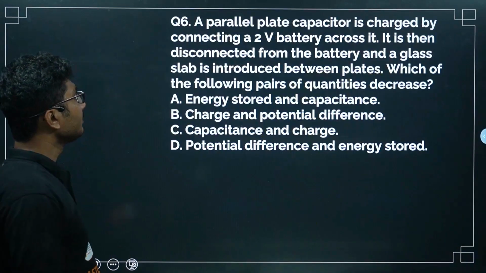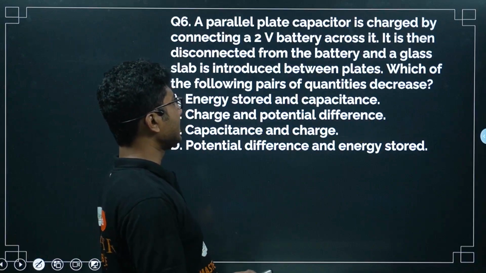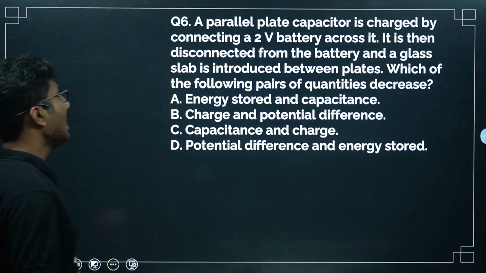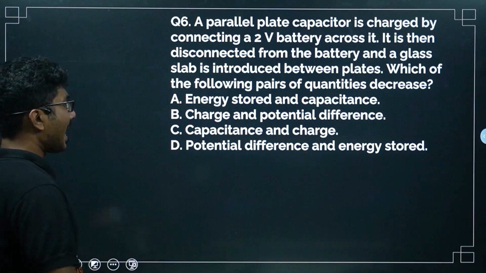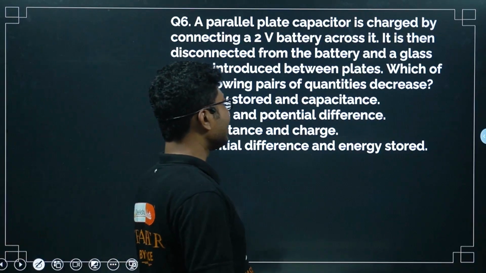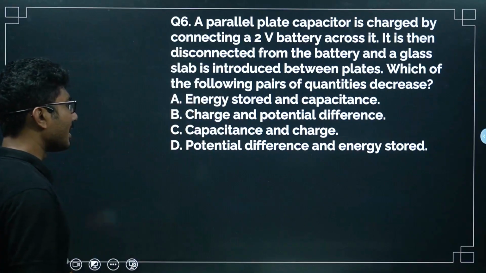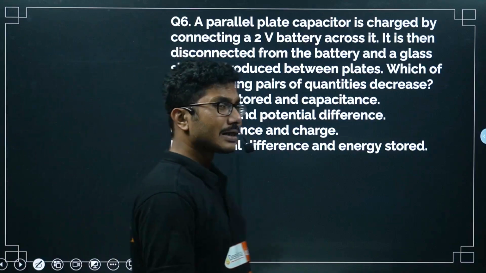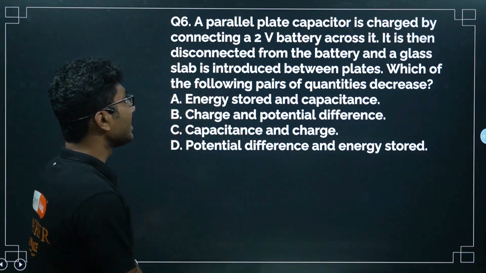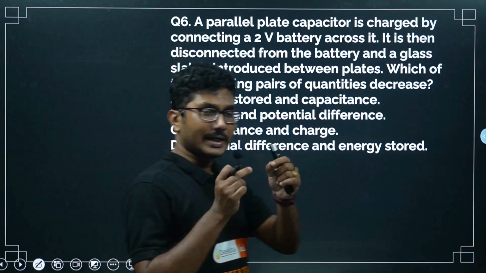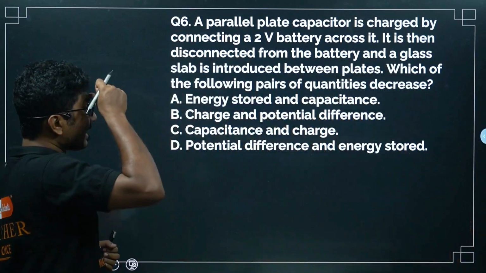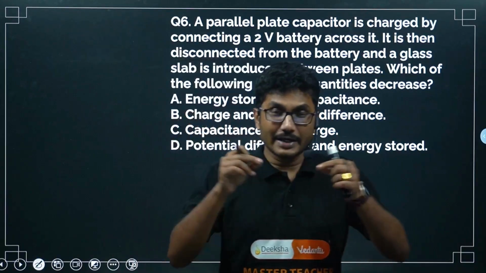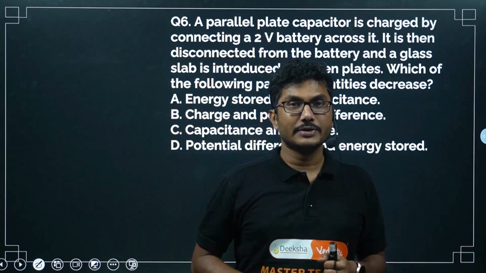Now let's move on. A parallel plate capacitor is charged by connecting a 2-volt battery across it. It is then disconnected from the battery and a glass slab is introduced between the plates. Which of the following pairs of quantities decrease? Okay, so don't start calculating as soon as you read the question. It is mentioned that the battery was connected. Then what they have done, it is then disconnected from the battery. So after disconnection, they have introduced the glass slab.